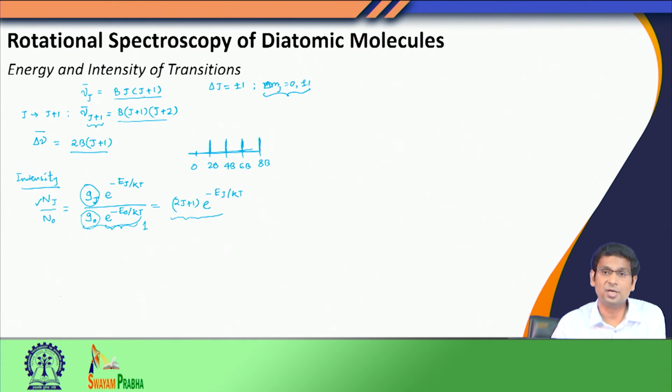If a particular rotational level has the maximum population, then we would see more transitions occurring from that level to the J plus 1 level, so that particular intensity will become greater. Now, let us look at this function. The first part of the function, 2J plus 1, increases as J increases. For larger values of J, 2J plus 1 will increase. But the second term, e to the power minus E_J: once the J value increases, the energy value also increases, and e to the power minus of that energy decreases.